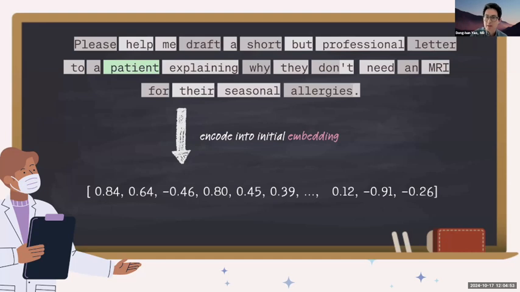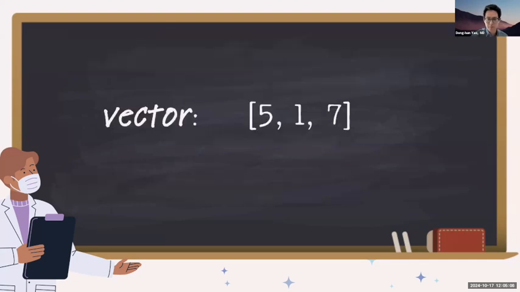Let me say it one more time. The numbers in this embedding represent the complex semantic meaning of this token in a high dimensional space. Now, if you're like me, I have absolutely no idea what that sentence means. So let's try to break it down a little bit.